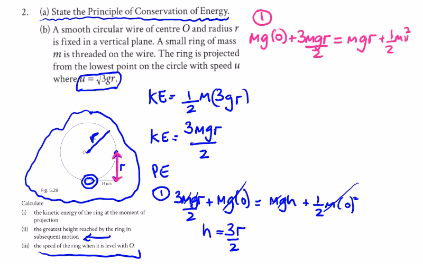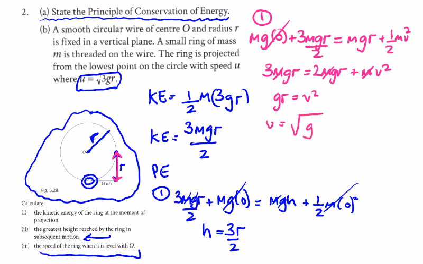So I think I'll get rid of the fractions. Let me multiply by 2 to get 3mgr is equal to 2mgr plus mv squared. If I divide by m and bring my 2gr to the left, I'm going to get 1gr, or just gr, is equal to v squared. So v will be equal to the square root of gr, and that will be in meters per second for question 2.